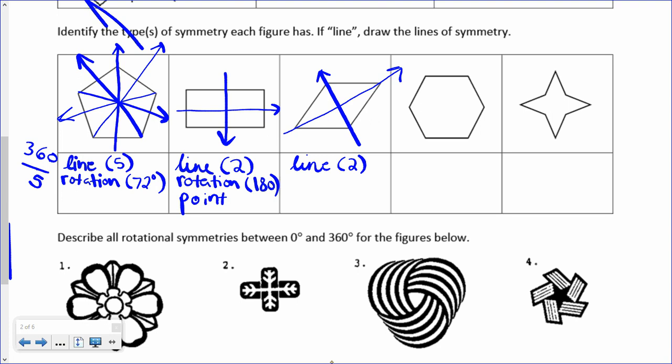You don't have any horizontal or vertical ones because they're not going to line up. The points are not going to land on top of each other if you try to fold it. Does this have rotation symmetry? Yeah. Okay, so if you take your piece of paper and turn it upside down, would it look exactly the same? Yes, it would. So rotation. Either is fine. If it has rotation of 180, what does that also mean? Point symmetry.